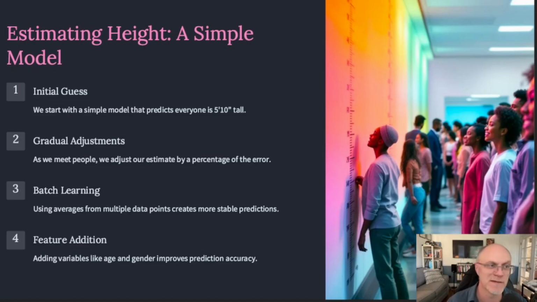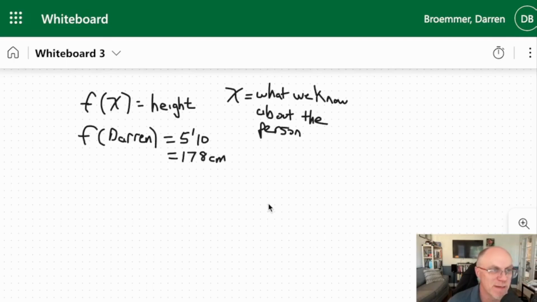So let's start there. Here I've just recapped what we talked about. Our model is predicting 5'10", 178 centimeters. But now we meet Alex. Alex is 6 foot. So if our model predicts 178 centimeters, we're going to be 5 centimeters off when we predict that for Alex. So what should we do?